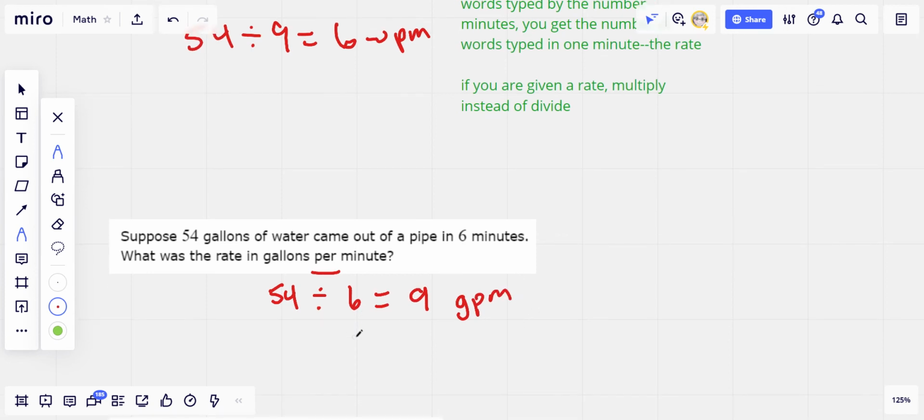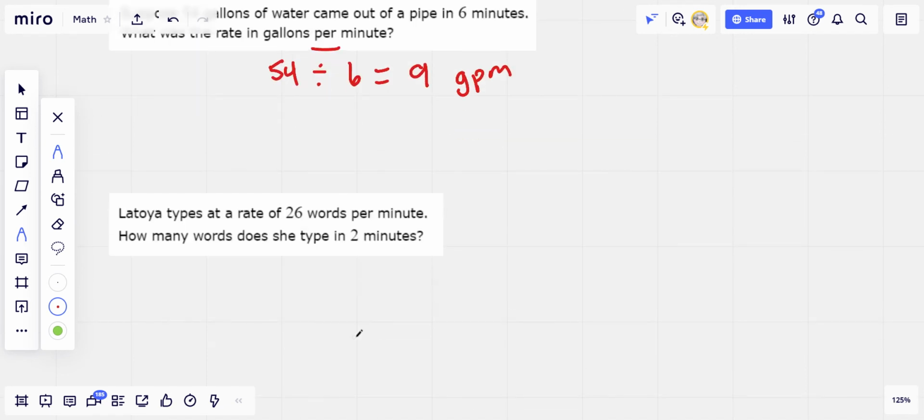Okay, let's try one more, because sometimes you get sort of the backwards version of these problems. Let me read this. This says Latoya types at a rate of 26 words per minute, so a bit faster than Joe. How many words does she type in 2 minutes? So they're giving you the rate, 26 words per minute. How many words does she type in 2 minutes? This, you're going to do the opposite operation. You're going to multiply when you see a problem like this. If you have a rate and you want to find the words or the minutes, you're going to multiply.